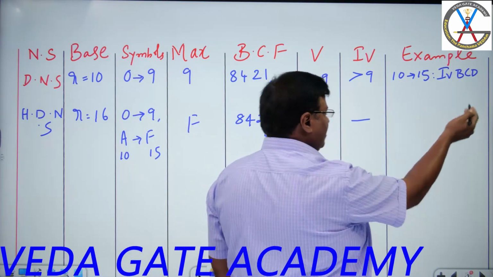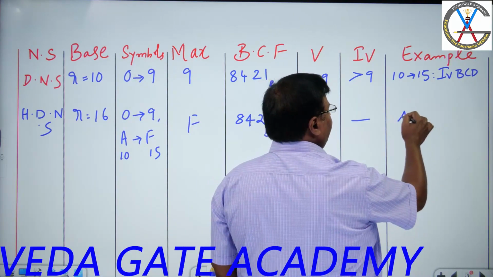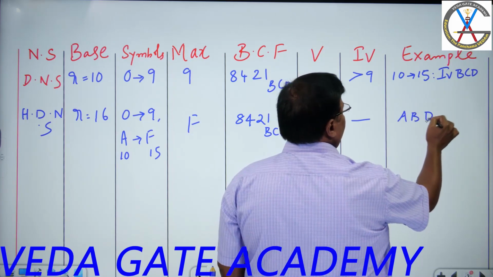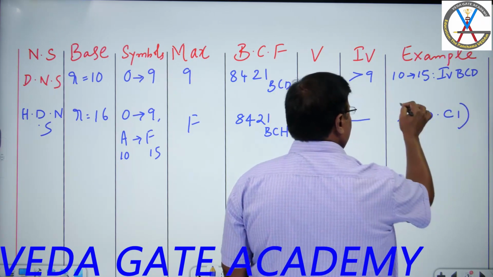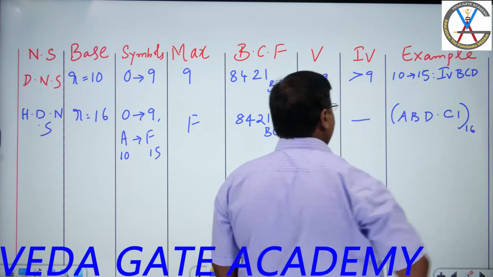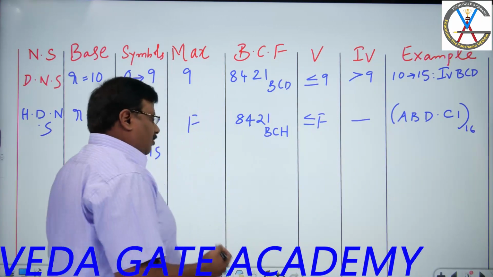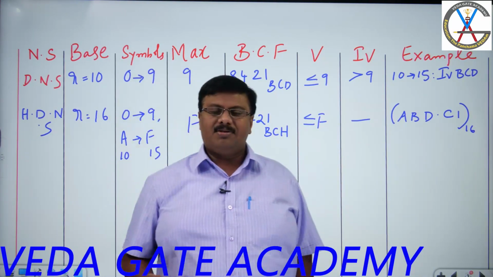Now, let me give a random example of hexadecimal. ABD point C1 base 16. Some random example. Well, now I have a very important question.